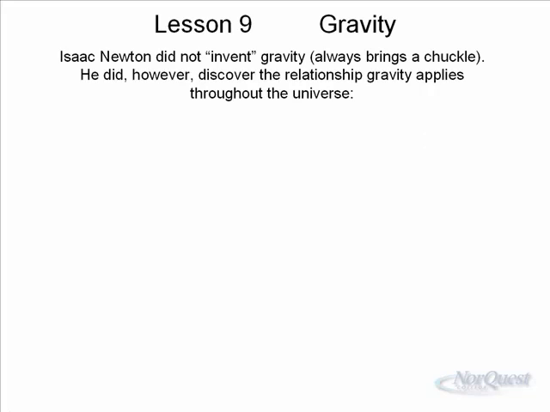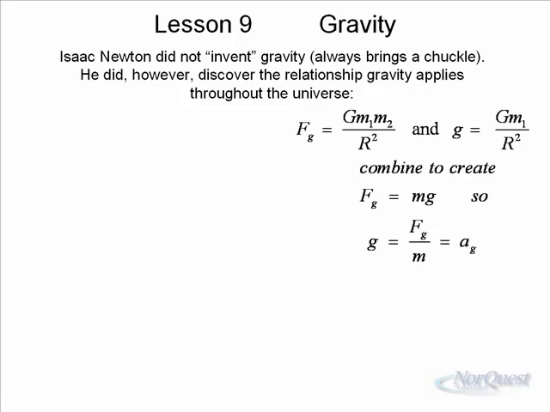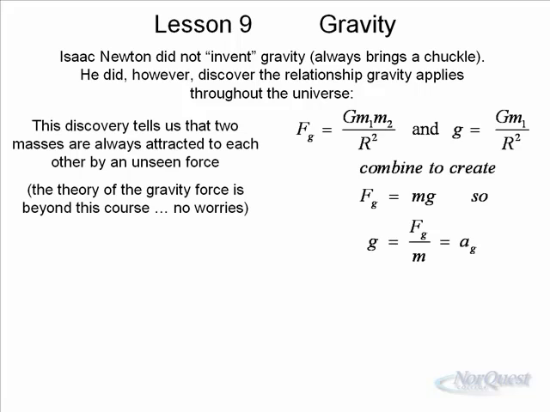So, of course, Isaac Newton didn't invent gravity, but he did discover the relationship gravity applies throughout the universe. What he said was that two masses are attracted to each other by an unseen force. That force is called gravity. Now, the theory of gravity involves something called a graviton, which hasn't been really discovered yet. They're still looking for it.